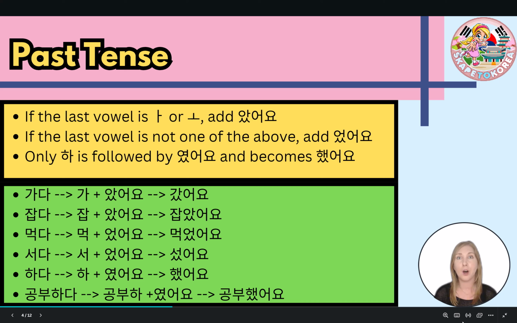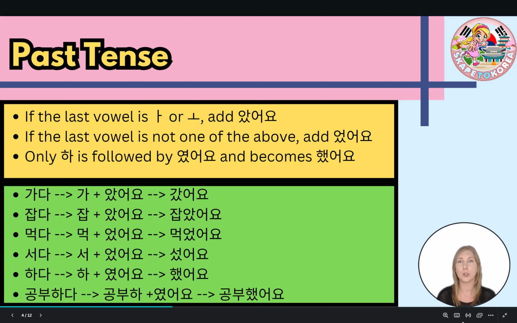Alright, so the rules are very similar to the present tense, like I've mentioned. You're just adding something different. So if the last vowel after dropping 다 is a or o, you add 았어요. And if the last vowel is not one of the above, then you add 었어요. Only 하 is followed by 였어요 and becomes 했어요. So we've got 가다, we drop the 다 because that is our first rule in any conjugation. And then you're looking, okay, so the verb stem is 가, the last vowel there is a, and you're adding 았어요 in that case. So it becomes 갔어요. And we're going to look at how to combine vowels in the next slide.